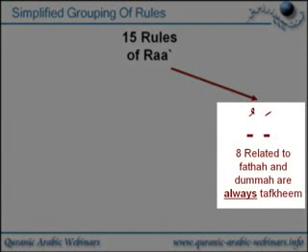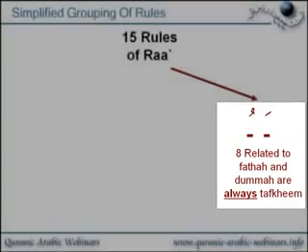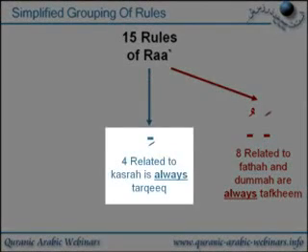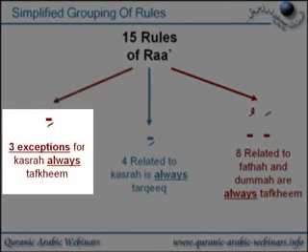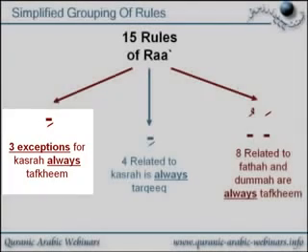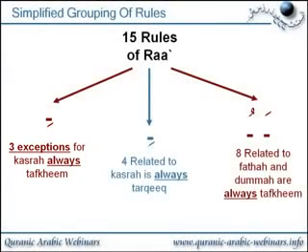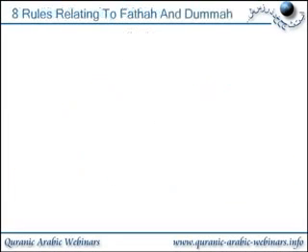The first one is 8 rules related to when the Ra is linked to the sound of Fathah or Damma, in which case the Ra will always be tafkhim, and this will become apparent in the next slide. We have 4 rules related to when the Ra is linked to a sound of Kasrah, in which case the Ra will always be tarqiq. And then we have 3 exceptions for when the Ra is linked to the sound of Kasrah, in which case the Ra is always tafkhim. If you can remember these 3 groupings, once we've covered all the rules, then it becomes very easy.